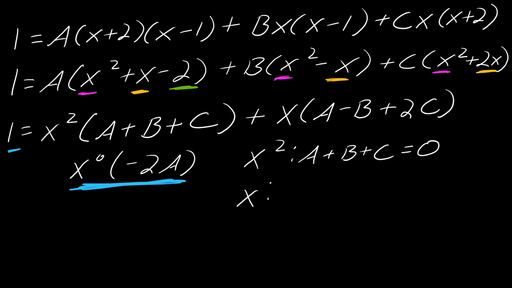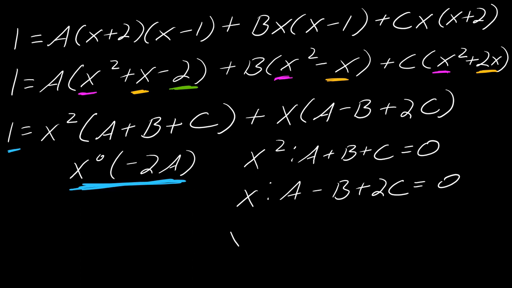Next, we're going to move on to the x's. So that was a minus b plus 2c. Okay, so now what do I want to set this equal to? Well, again, I refer to this side. There is no x on this side, right? So once again, this is going to equal 0.